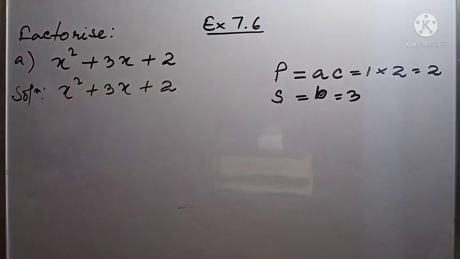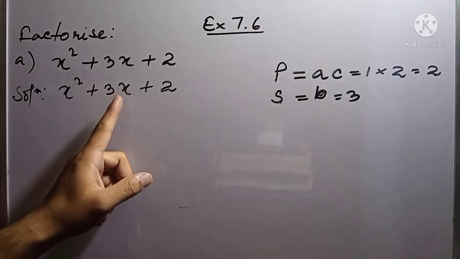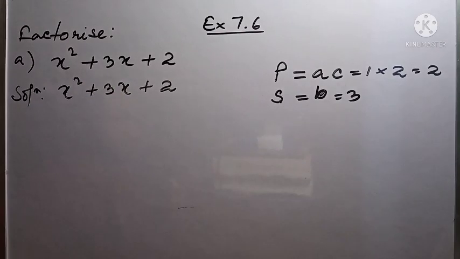That is the meaning. This method is normally what we call splitting the middle term. So in this expression, what is the middle term? The middle term is this 3x. We're going to split it. How are we going to split? Let us see.